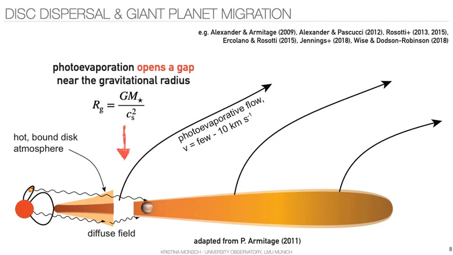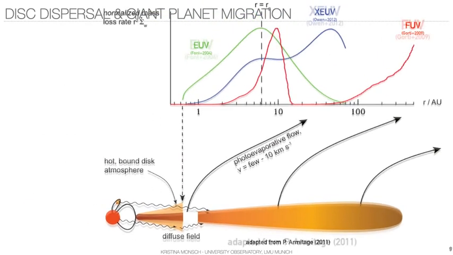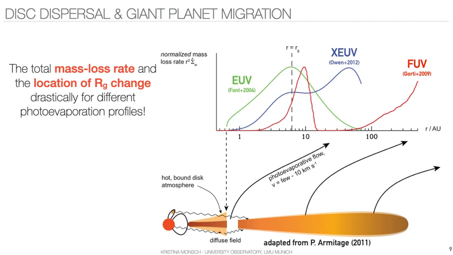However, they are at the latest stopped once they reach the photoevaporative gap. And this means that the location of this gap, which is opened by photoevaporation, can define the final parking location of the planet. However, the location of the gravitational radius, as well as the timescales in which photoevaporation is able to remove the disk, very much depend on the photoevaporation profile you assume.